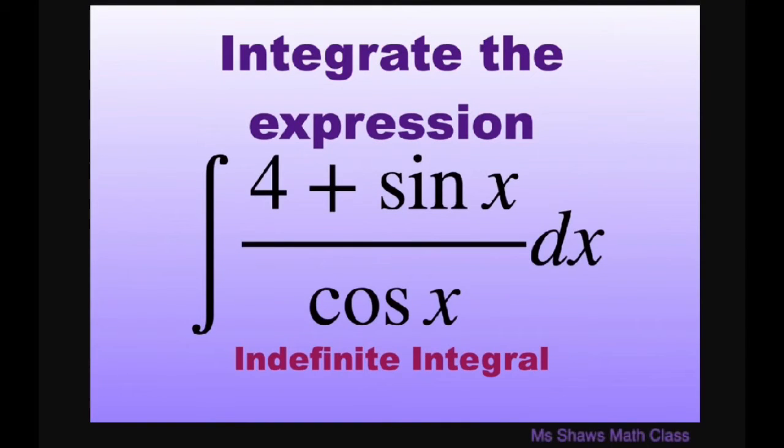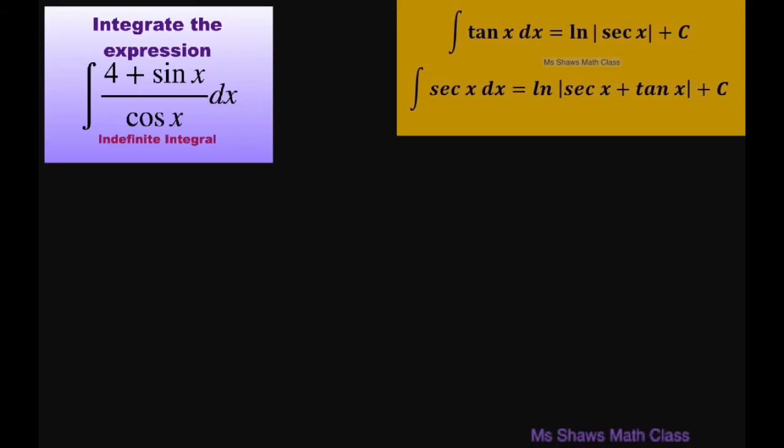Everyone, we're going to integrate the expression (4 plus sine of x) divided by cosine of x dx. All right, we're going to set it up to use these two formulas. Before we start, these are just good to know formulas. I already did pretty lengthy videos on how to get the antiderivative of tan of x and so forth. So basically, make sure you know these.